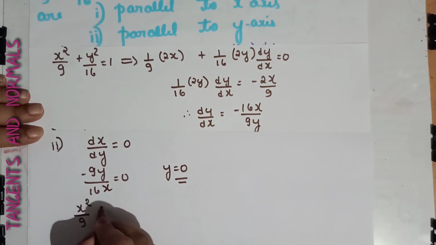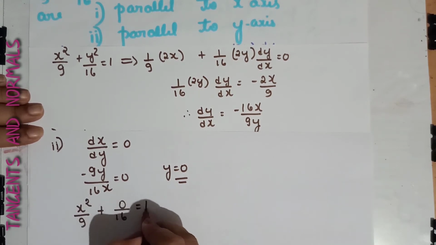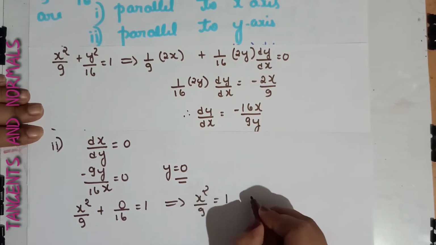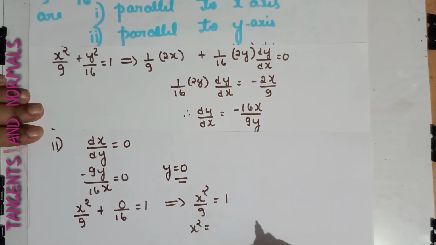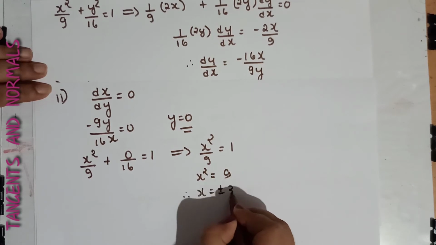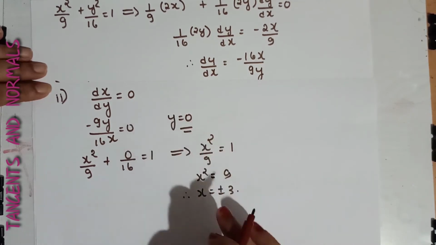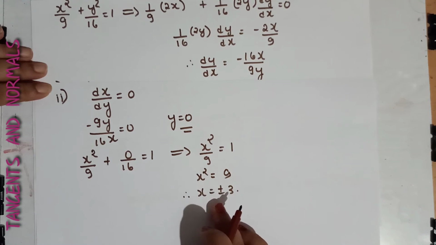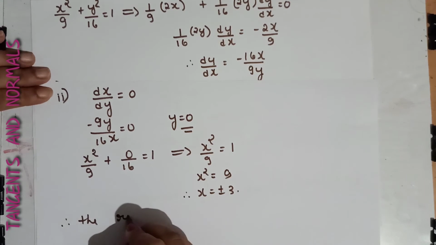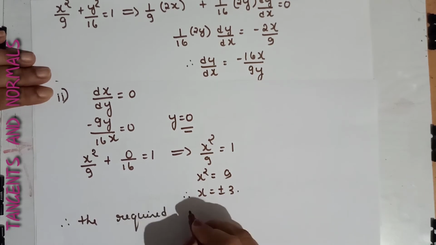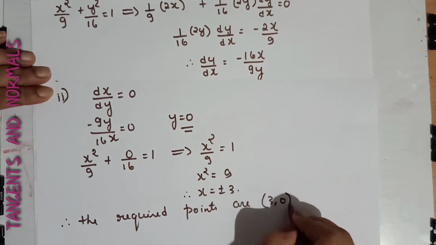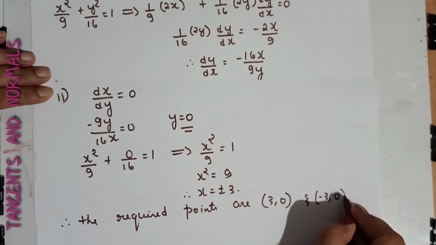x square by 9 plus 0 by 16 is equal to 1, implies x square by 9 is equal to 1. x square is equal to 9. Therefore, x is equal to plus or minus 3. So, when y is equal to 0, x is equal to plus or minus 3. Therefore, the required points are (3, 0) and (minus 3, 0).